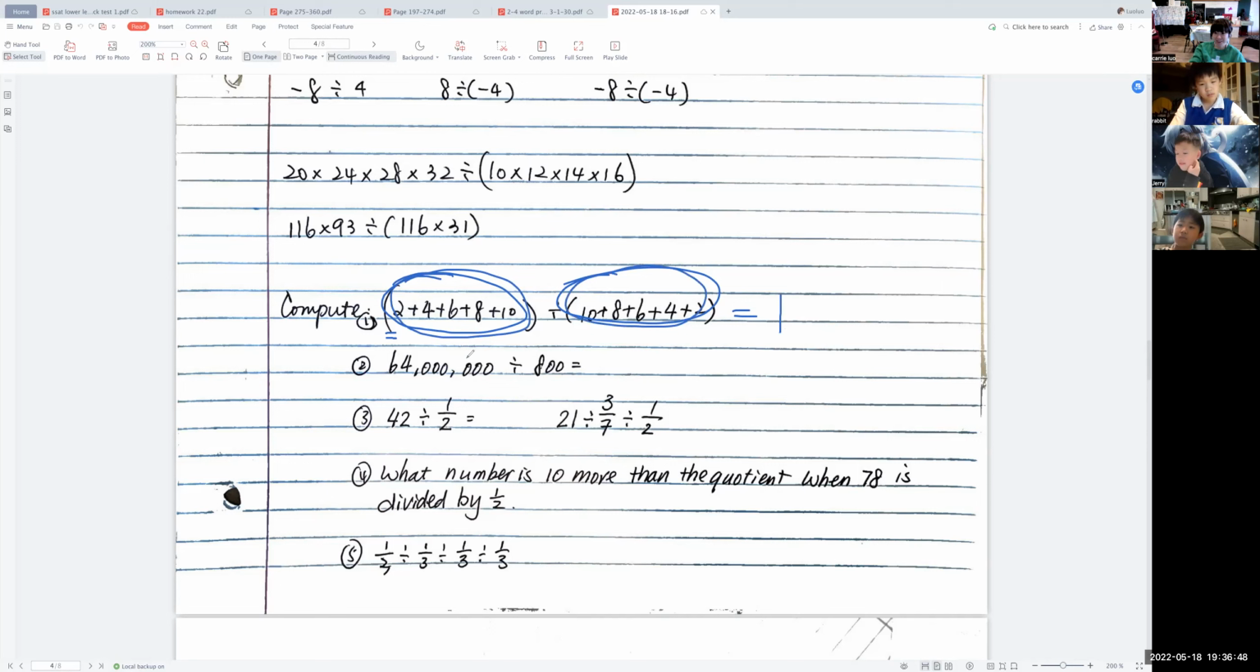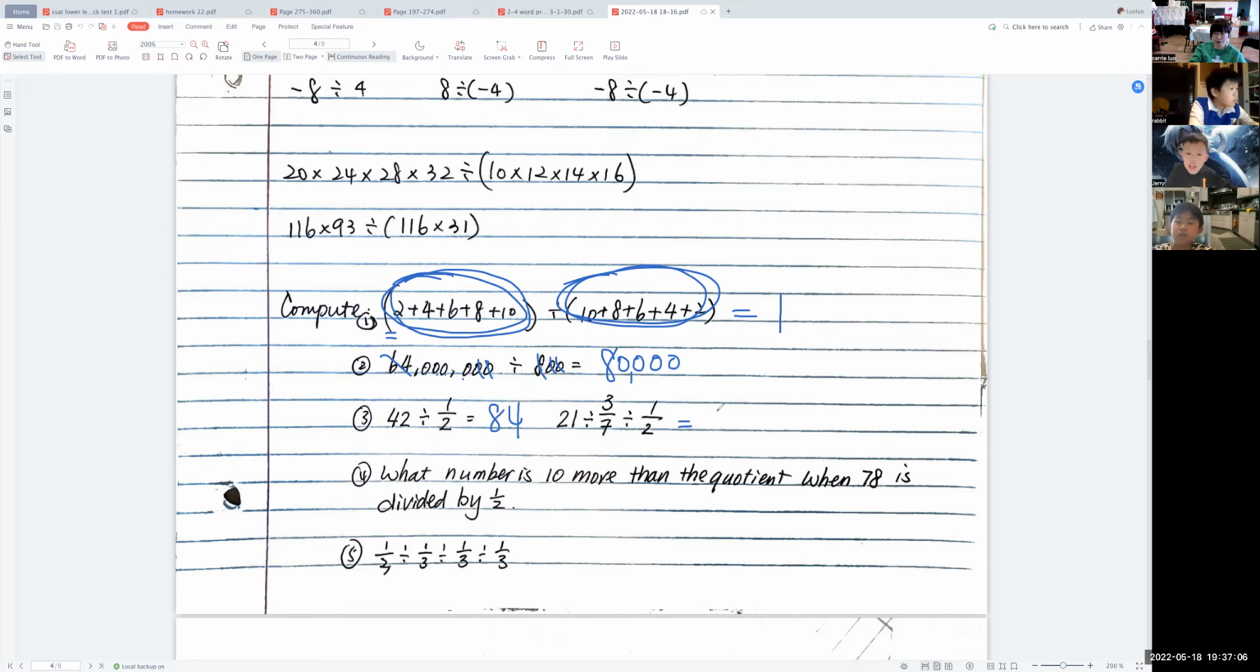Okay, so that's the thing. So the answer is 1, and 64 divided by 8 equals 8. So 1, 2, 3, 80,000. 80,000. Very good. Next one. Divided by half equals times 2, so 84, right?